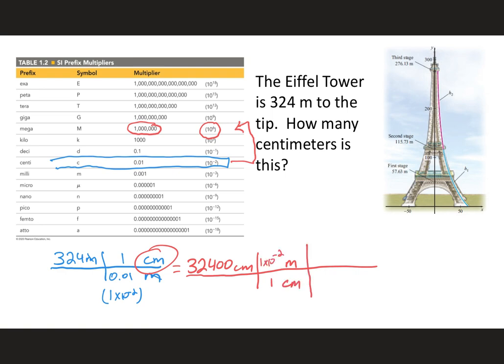Now we go from our base unit to our new unit of mega. So I want mega on the top. I want to cancel out the meters, and 1 megameter is 1 times 10 to the 6 meters. And again, you can see we're canceling out centimeters, canceling out meters, left with megameters. Plug in our calculator, and we come up with 0.000324 megameters, or 3.24 times 10 to the minus 2 megameters.